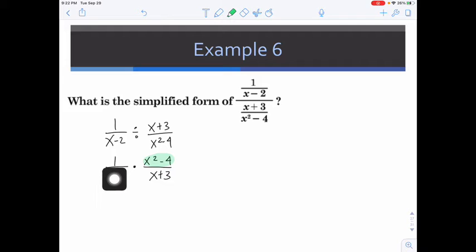Now we can check what needs to be factored. 1 is a constant, so we don't need to factor that. X squared minus 4 is a difference of squares, so we will factor that. X minus 2 has nothing in common, and x plus 3 has nothing in common, so we will just factor this numerator on the second expression.